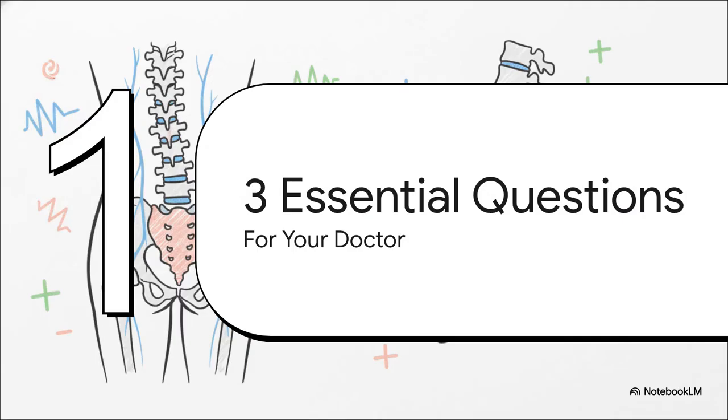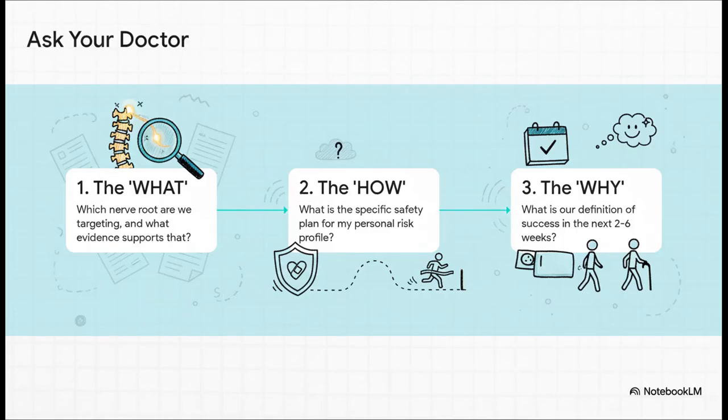All right, we are on the home stretch. We've gone through the what, the why, and how much. Now, I want to give you the single most powerful tool you can take with you to that doctor's appointment. Here they are, your 3 essential questions. First, what exact nerve root are we targeting, and why are we sure it's that one? This makes sure everyone's on the same page. Second, what's the specific safety plan for me? This makes the risk conversation personal.